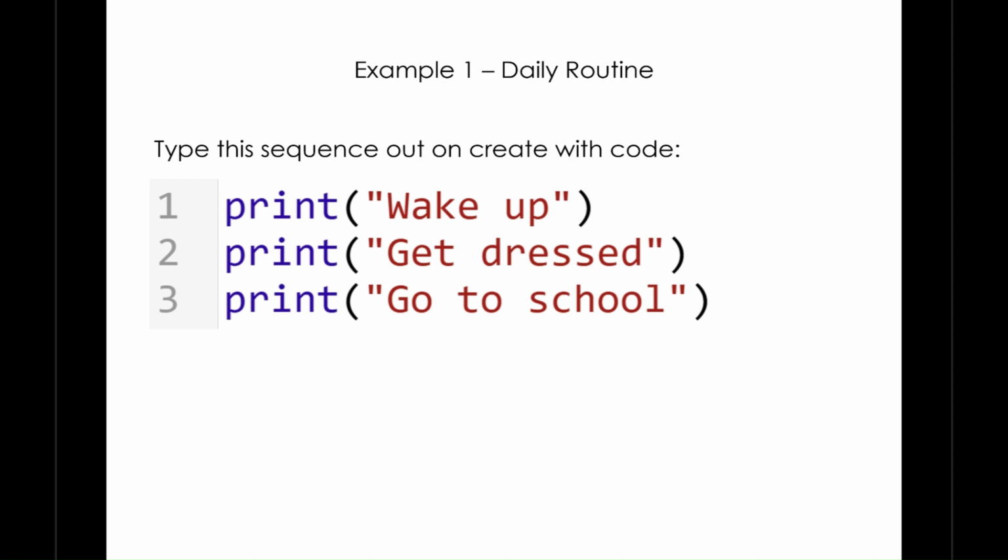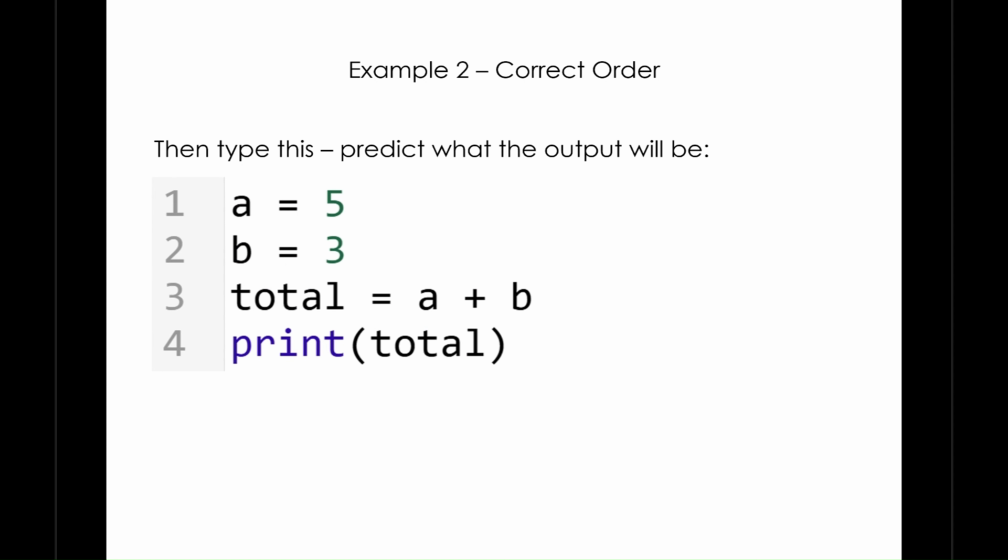Let's have a look at example 2. Type this in Create with Code. This works because Python knows what A and B are before it uses them. Where A is 5, B is 3. A plus B is assigned to total, and then total is printed out.